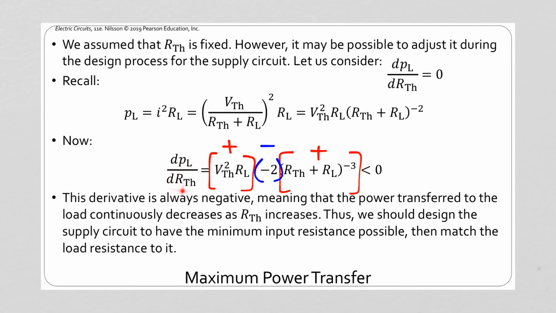That means that as R Thevenin gets bigger, the power output gets smaller for a fixed value of the load output. So the bigger the output resistance is, the bigger the Thevenin resistance is, the less power transfer you're going to have to the load. And vice versa, the smaller you can make R Thevenin, the larger the power transfer is going to be. So what this is telling us then is, from the supply side, you want to try to minimize R Thevenin as much as possible. And in the previous calculation, we saw that whatever that minimum output resistance is, you want to match your load resistance to that resistance from your supply circuit.